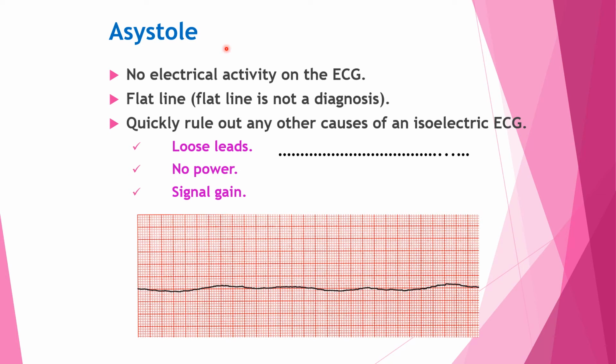Asystole is a non-shockable rhythm, so no need to give DC shock for asystole. High quality CPR is very important, and medication. For non-shockable rhythm, the medication is adrenaline. As soon as possible, give adrenaline.